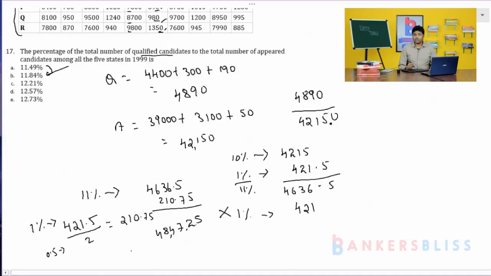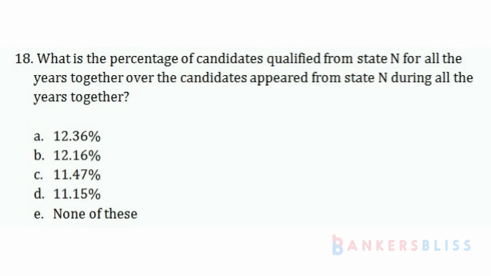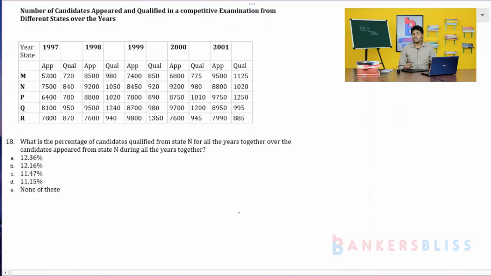Let's go to the next question, problem number 18. What is the percentage of candidates qualified from state N for all the years together over the candidates appeared from state N during all the years together? Very similar to the previous one. Okay, state N you have to take, so horizontally you have to add, horizontally you have to add for qualified to appeared. First you take qualified.